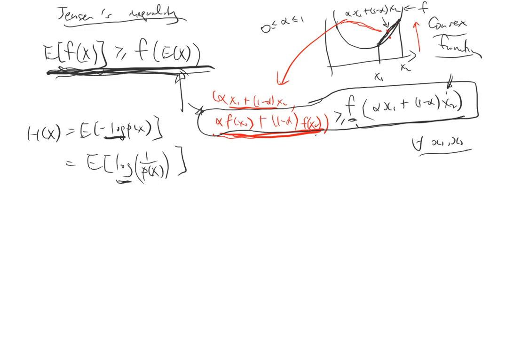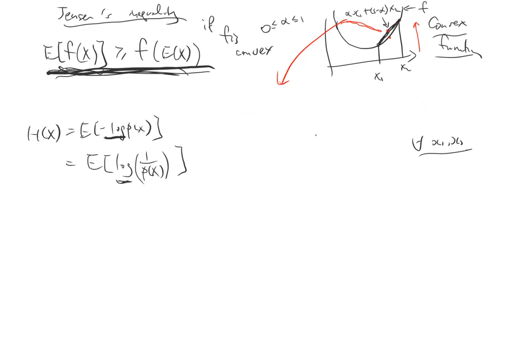This is the convex form, so if f is convex, I will have the Jensen inequality like this. But essentially, if I have something that's concave, you exactly flip it to the other side. So if f is concave, I will have the Jensen inequality just exactly flipped.